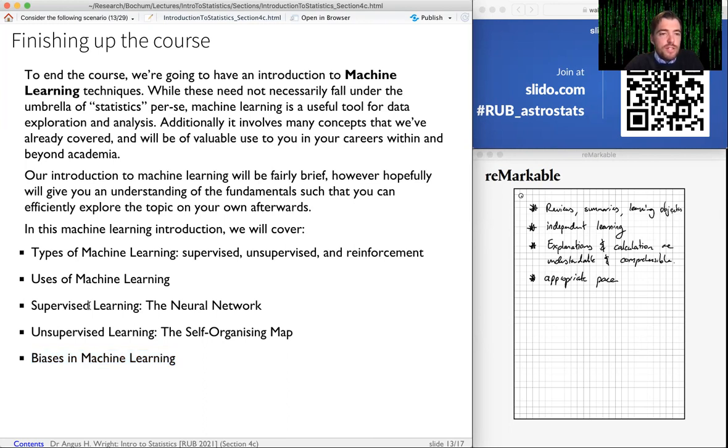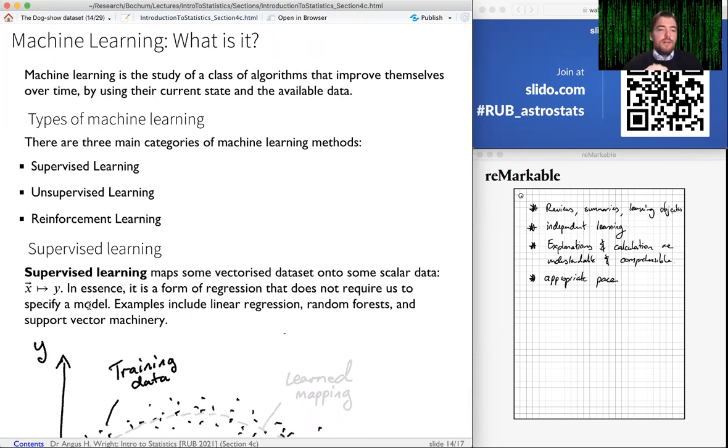Okay, so we're going to start by just talking about what is machine learning. Machine learning, as a class of algorithms, are essentially algorithms that improve themselves over time by using their current state, the previous states, and the available data. Okay, so there are three main types of machine learning. They're what's called supervised learning, unsupervised learning, and reinforcement learning. We're going to go through what each of those is now.